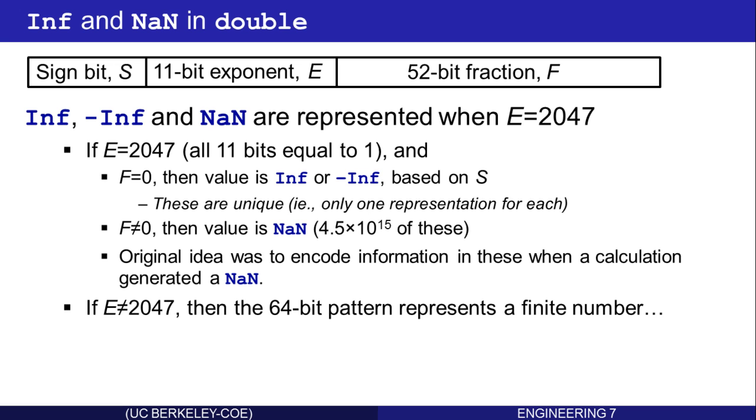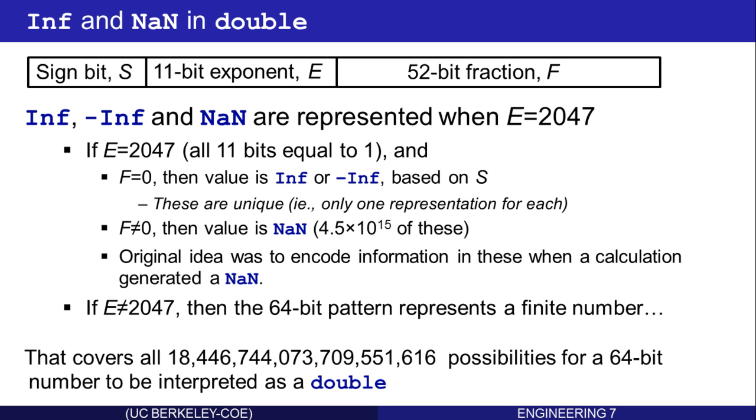Finally, just to reiterate what we saw on the previous two slides, if e is not 2047, then the 64-bit pattern does represent a finite number. So we've covered all the possible values of e. The sign bit is easy, and every time we were working with e, we covered all possibilities for the fraction bits. So with that discussion, as long and drawn out as it was, we've actually covered a lot of combinations for a 64-bit number to be interpreted as a double. In fact, we've covered all the combinations. If you go back and look, every possible pattern has been accounted for and has an interpretation.